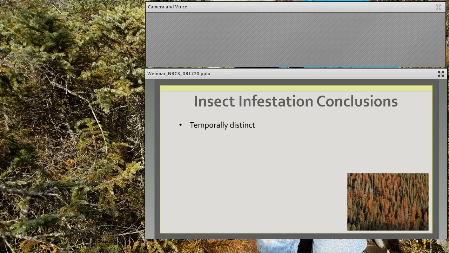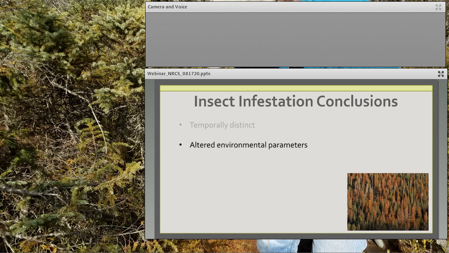Insect infestation impacts are distinct from other forest disturbances, largely because the temporal dynamic of an insect infestation is unique. Impacts from infestation may last for multiple years and create heterogeneous environments as trees are infected and go through succession at different times following an outbreak.